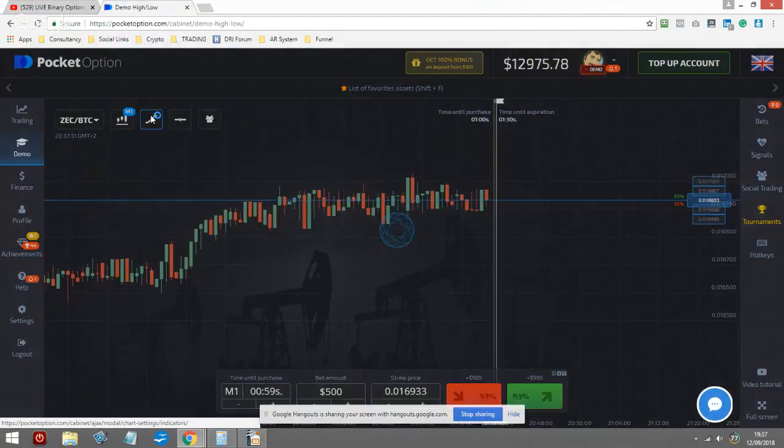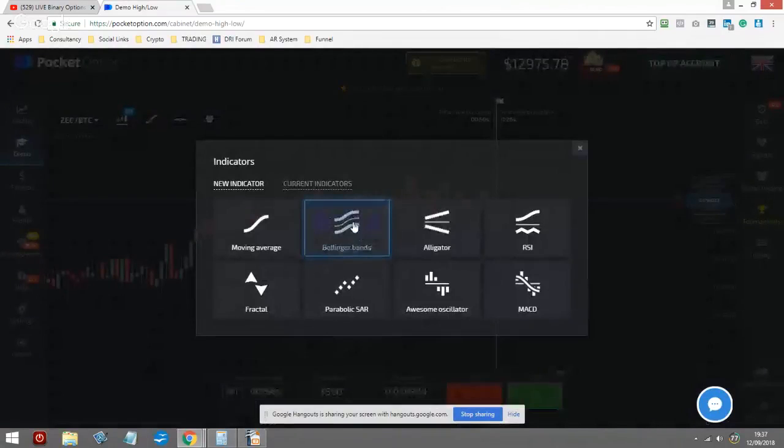And we're now going to click on Bollinger Bands. Now you can, of course, experiment with all of these indicators, and we may cover these as we go through the weeks ahead, but we're just going to focus on Bollinger Bands tonight. So you click on that box and you're then given some choices.